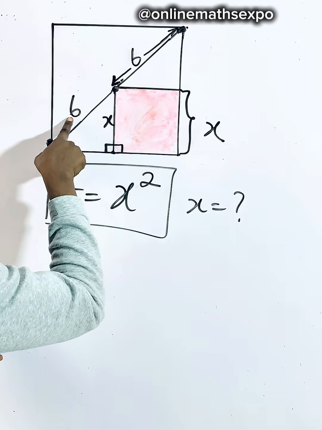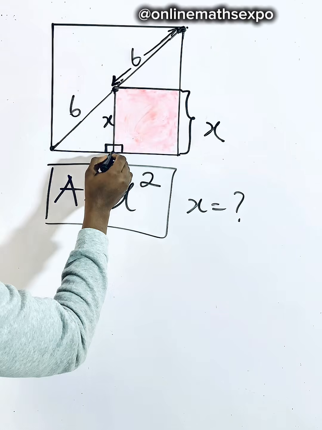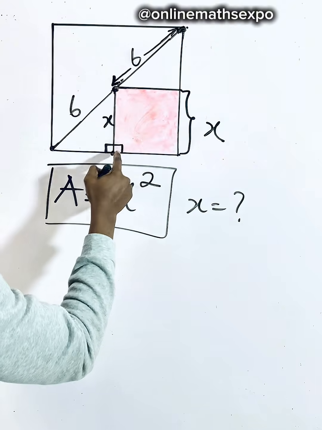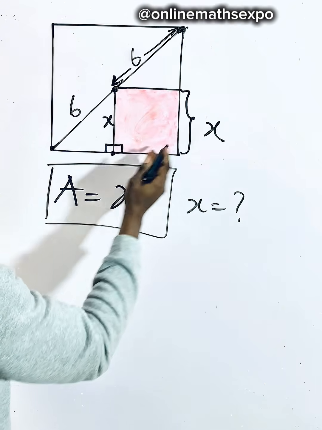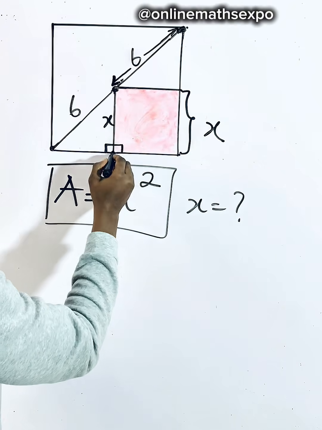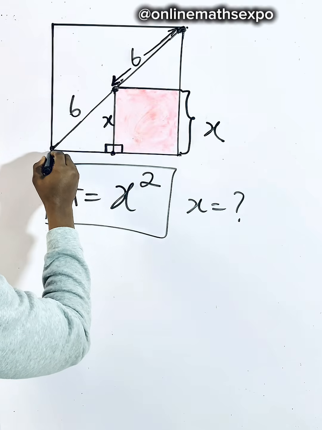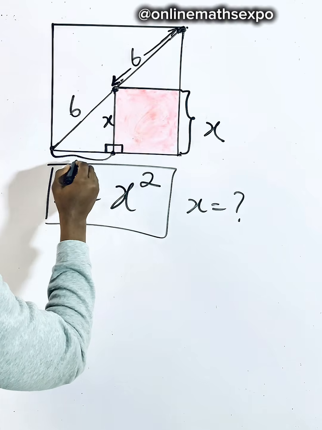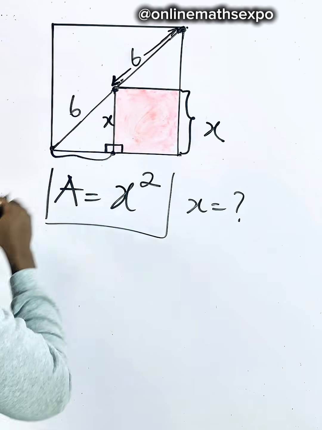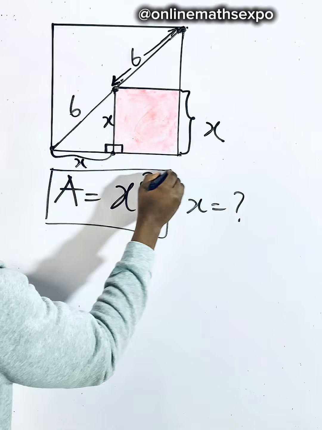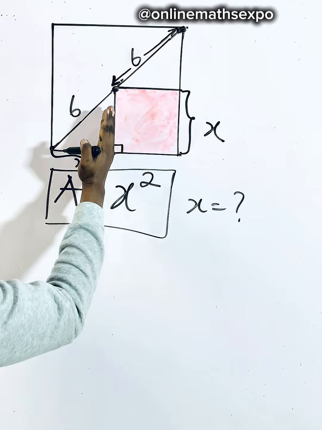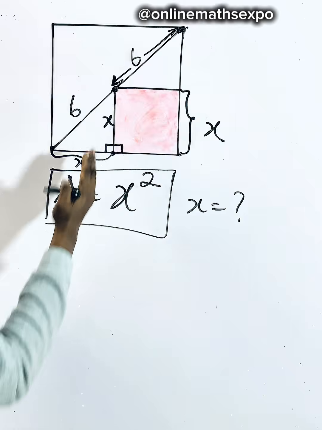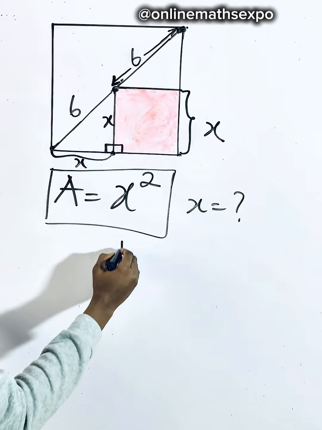And if this is 6, you know too well that the length here, which is x, is half of this. So if from here to here is x, automatically this remaining length should also be x. So here is also x. Now with this, we can bring out this right triangle.